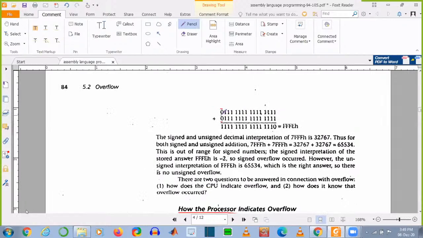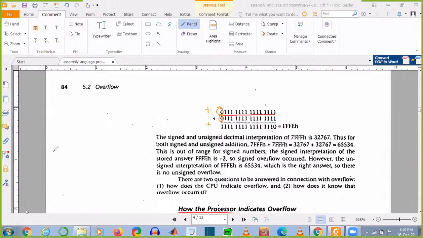You are adding two positive numbers. How can you know that you are adding two positive numbers here? MSB is 0. Exactly. So MSB is 0, so you are adding a positive number. This MSB is also 0, so you are adding another positive number.